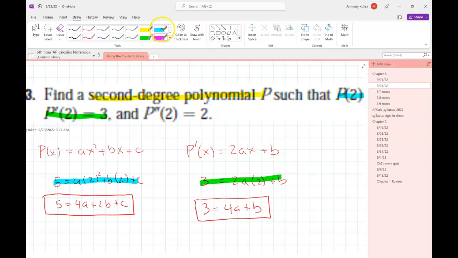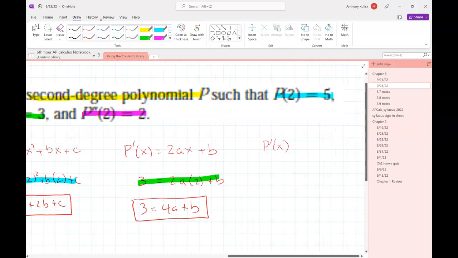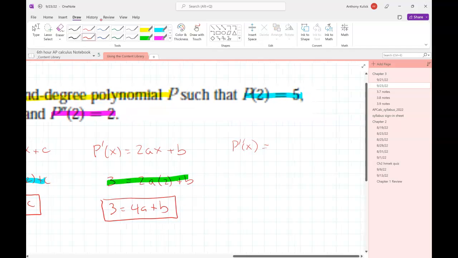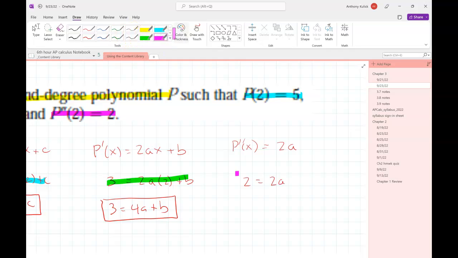And then it tells me about the second derivative. Okay. What's the second derivative going to equal? 2a. So P of 2 then tells me that I have 2 is equal to 2a, since there's no place to plug the 2 in, right? Okay, well, then I know a is equal to 1.